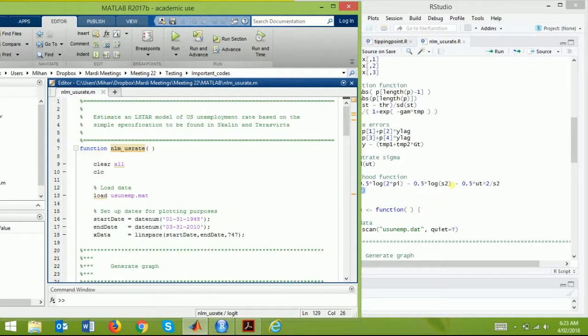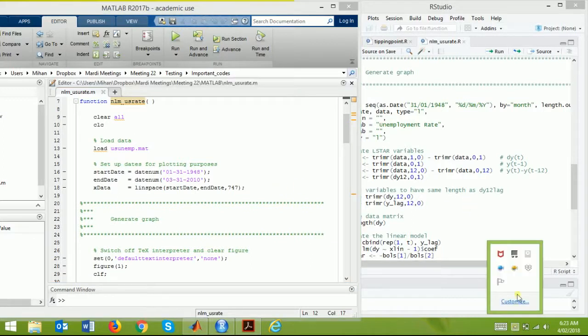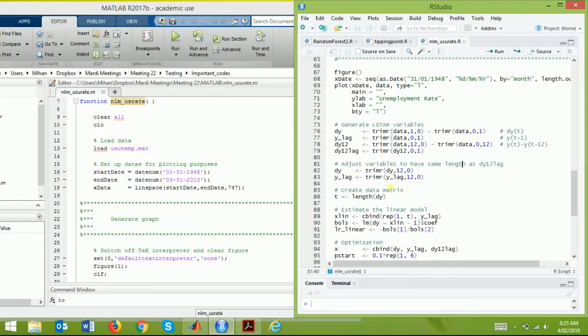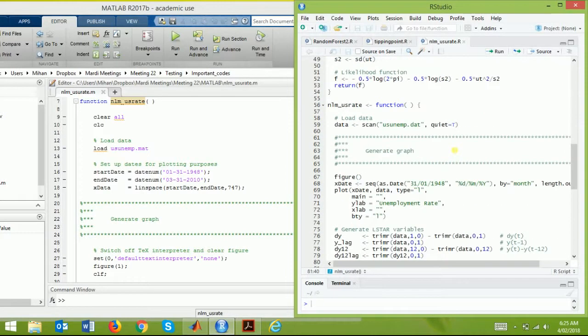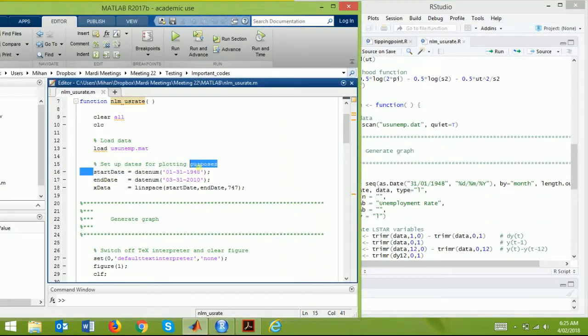So let's go to the main equation. At this stage, I'm just going to pause it. First, I'm going to load the data. Then I'm going to specify dating for plotting purposes so that I can plot against dates, which is beautiful to learn. That is something I haven't learned before, and I'm excited to learn about that. So the start date is starting from 1948. For the end date, datenum is the function which transforms a date to a number.